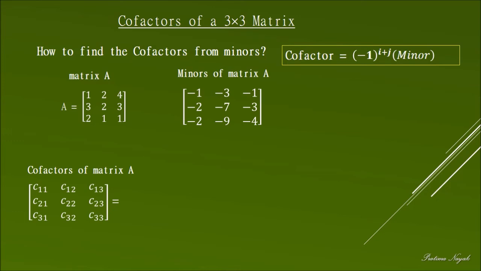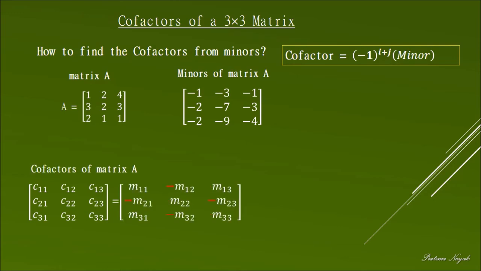So C11 will be same as M11. It will be minus 1. For C12, 1 plus 2 is 3, so it will be an odd number, so it will be negative. So cofactor 1 2 will be minus multiplied with the minor, so it will be positive 3. Similarly, C13 will be the same. C21 will be negative, and so on.